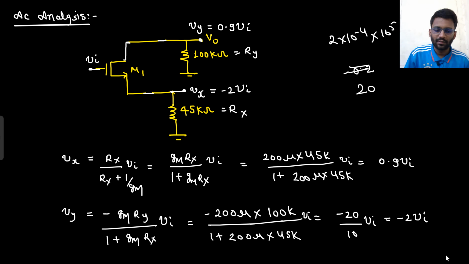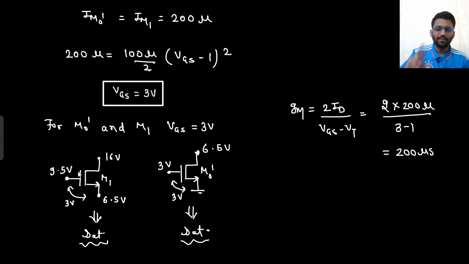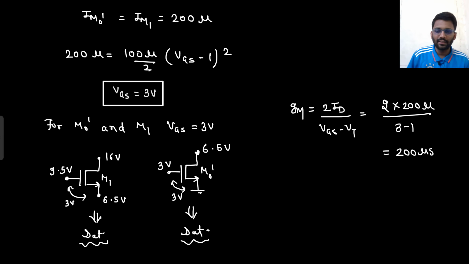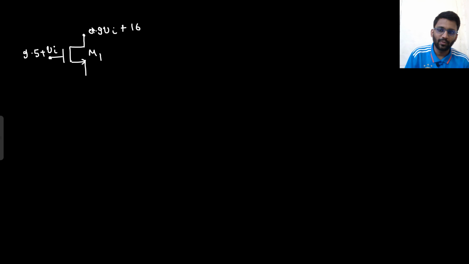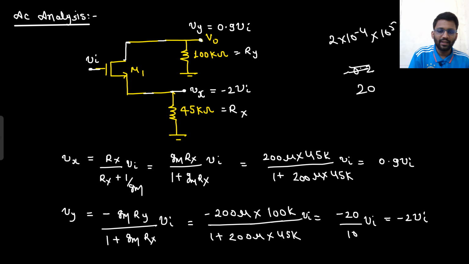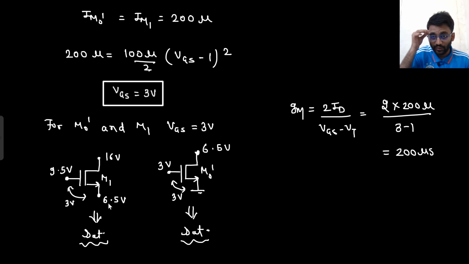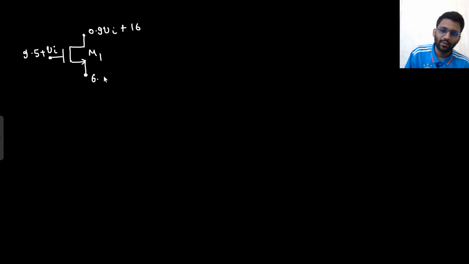Now let's see how your M1 and M0 look. How does your M1 look? This is your M1. One node of M1 is connected to only Vin. No, DC plus AC we will see now. DC plus AC. So M1 is having 9.5 plus Vin. This node of M1 is connected to 0.9 Vin. Sorry, this is the DC signal and 0.9 Vin is the AC signal. And the lower end is connected to 6.5 minus 2 Vin. What about M0?